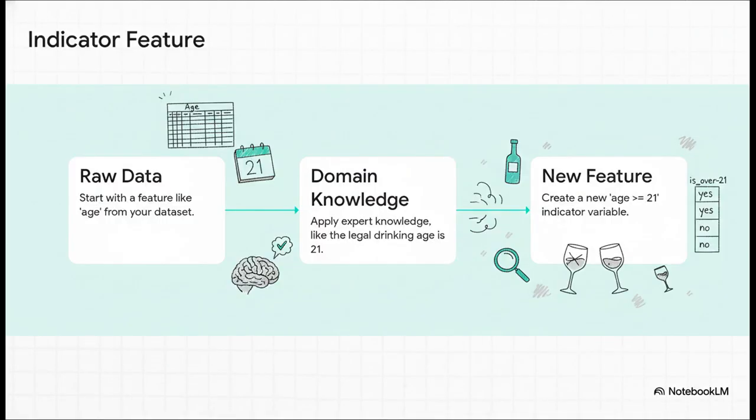Okay, let's make this real. Imagine you've got a bunch of data, and one column is just age, just a number. By itself, maybe not super helpful. But you, with your human brain, know that if you're trying to predict, say, who might buy a certain product, the age 21 is a huge deal, right? The legal drinking age. So what do you do? You create a brand new feature, a simple yes or no column called is_over_21. Boom. You've just given the model this massive clue it never would have found on its own.